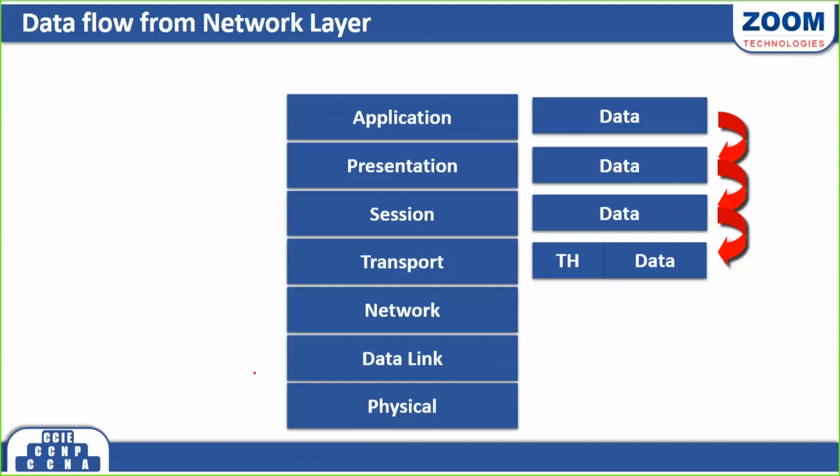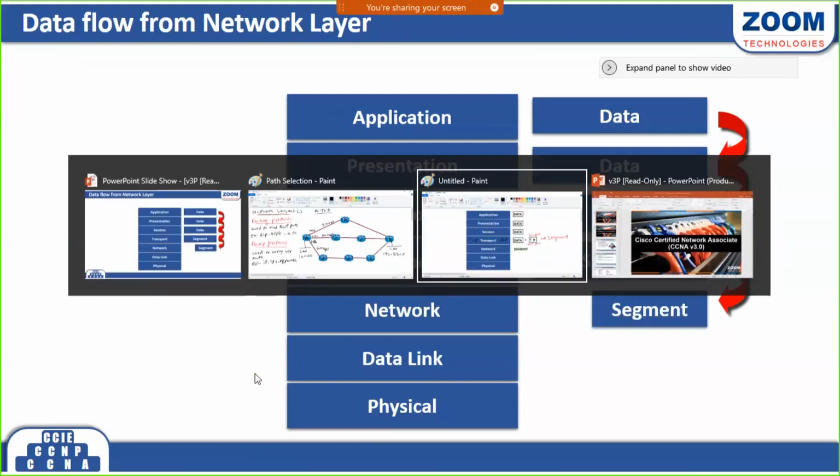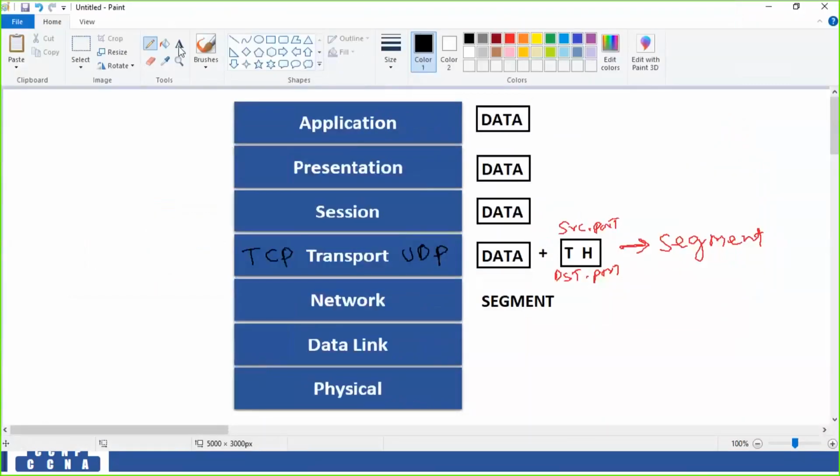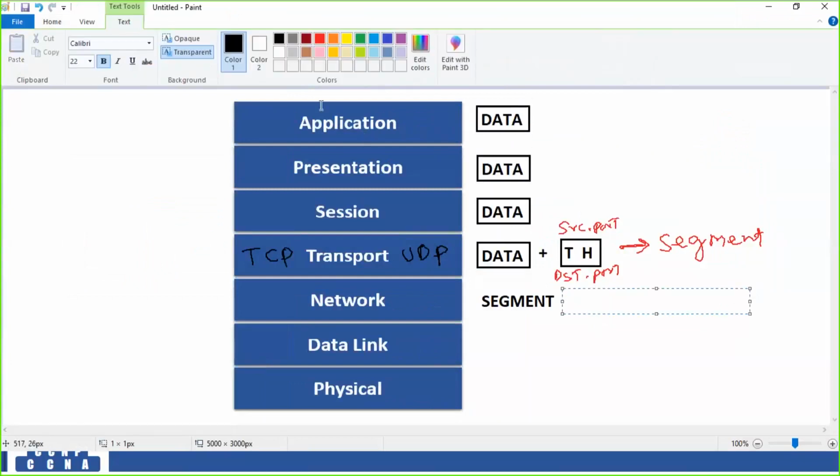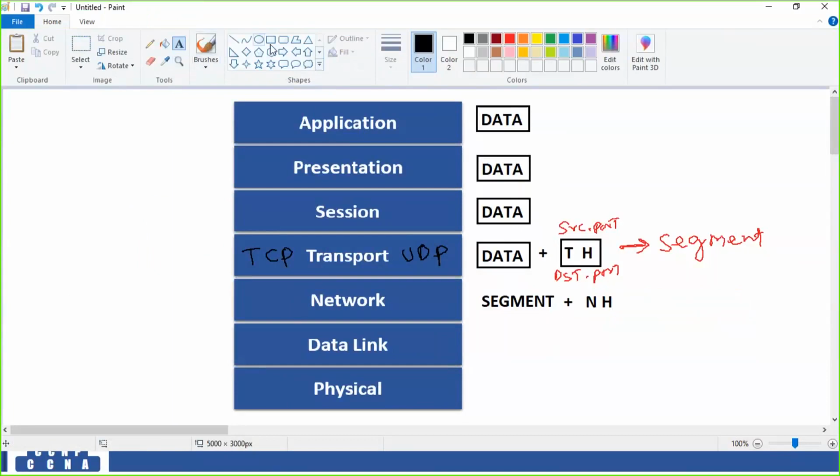So it's transport header plus data, what we call a segment. The segment is flowing to the network layer. You know what the network layer will do? The network layer is also adding header information, which we call NH, meaning network header. The segment received from transport gets more header added, which is the network header.